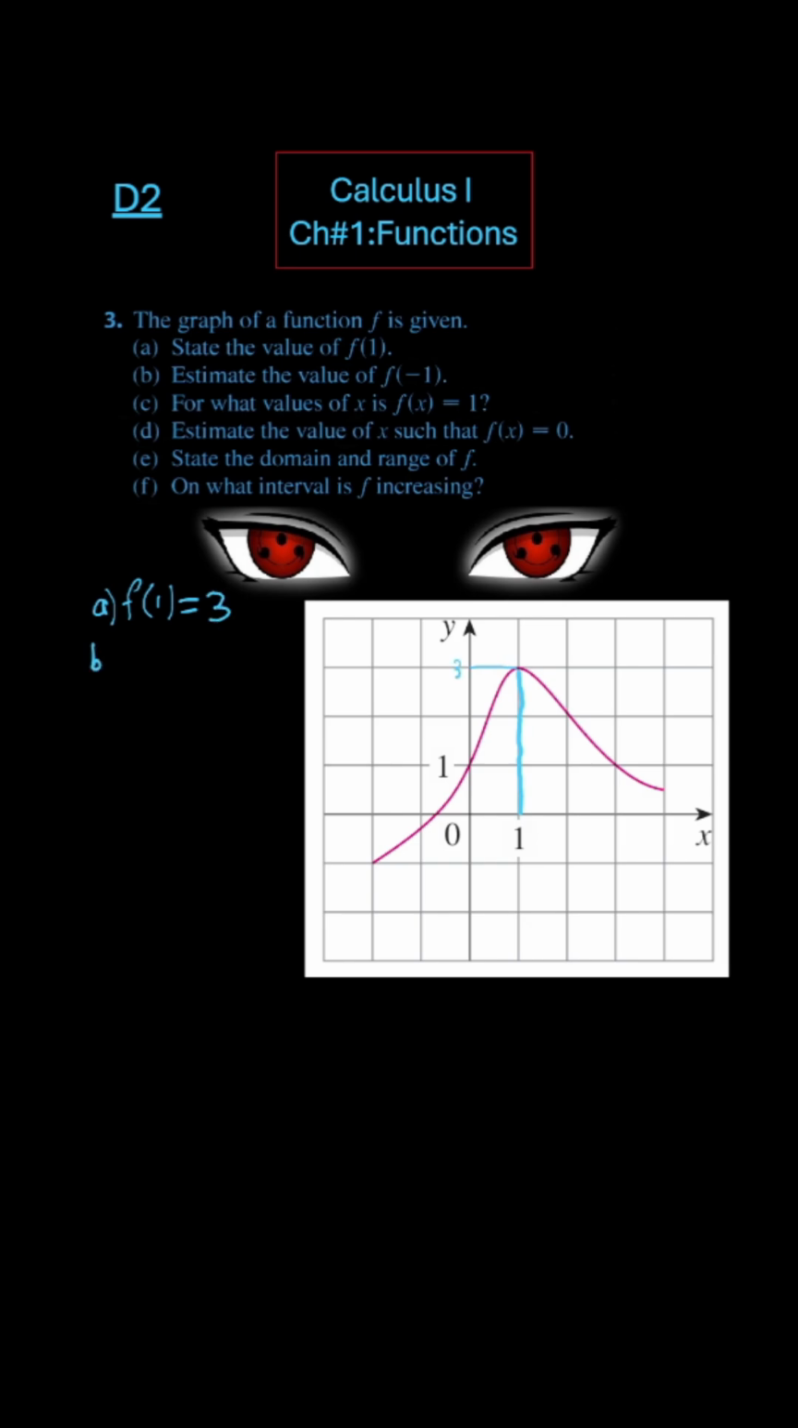For part B, we estimate the value of f of -1. We locate x equals -1 on the horizontal axis and move up to the curve. The point lies slightly below the x-axis, about halfway between 0 and -1. Therefore, f of -1 is approximately -half.